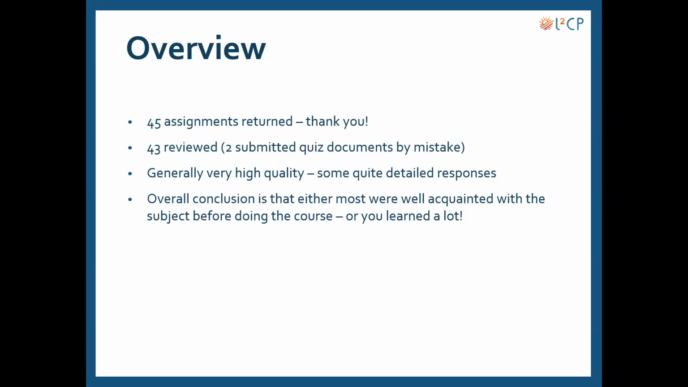So just an overview. 45 assignments were returned, and thank you very much, everyone, for those. There were 2 I couldn't look at because I think some quizzes had been submitted by mistake, but 43 of these I've looked at, and generally the quality has been really good, and thank you. Some quite detailed responses to some questions, and clearly a lot of you know quite a bit about drought management and things like that. Undoubtedly more than I actually know, because I've never been in that particular discipline. The overall conclusion I drew is that most were either very well acquainted with the subject before you started, or you actually did learn quite a bit from block 2 here.